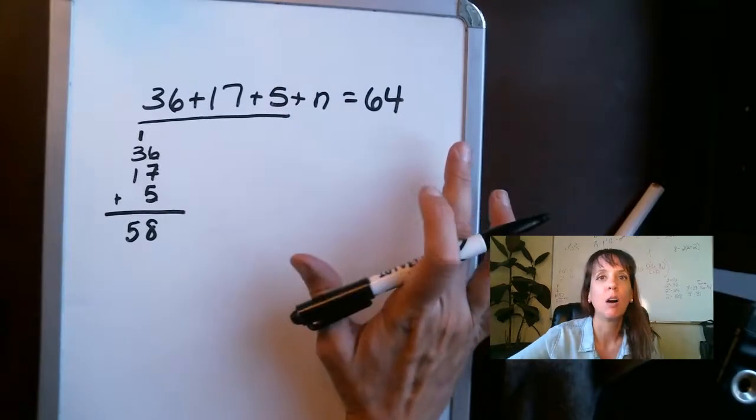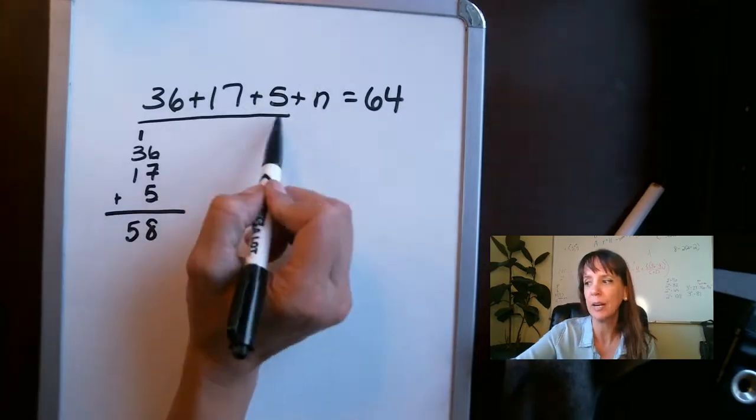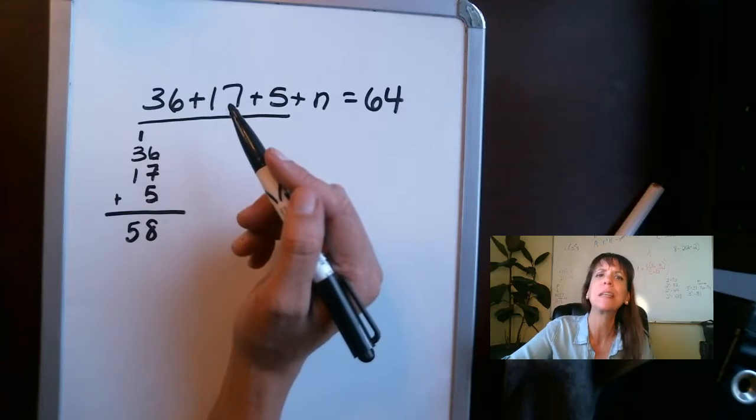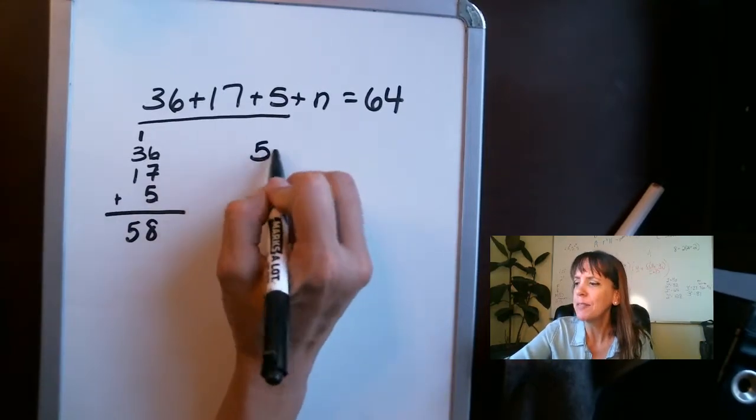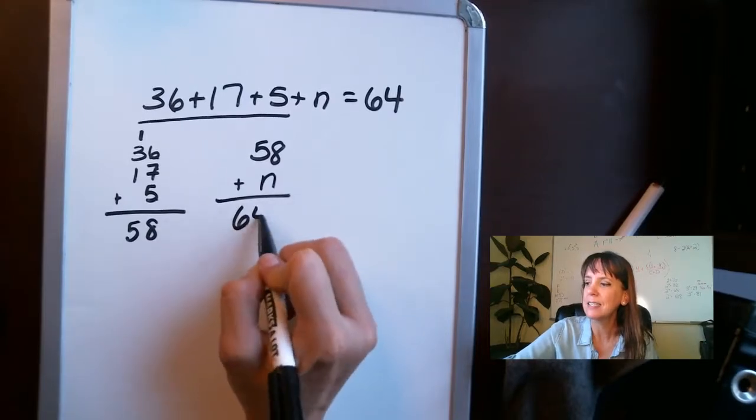So really, this problem can be rewritten in two different ways. The fact that it's horizontal now, I actually want to change that to vertical because I think that's a little bit easier to understand. And secondly, when I rewrite it, I'm going to combine all that stuff. Mathematicians are lazy. We want to do the easiest thing possible. So what we have is 58 plus n is 64.